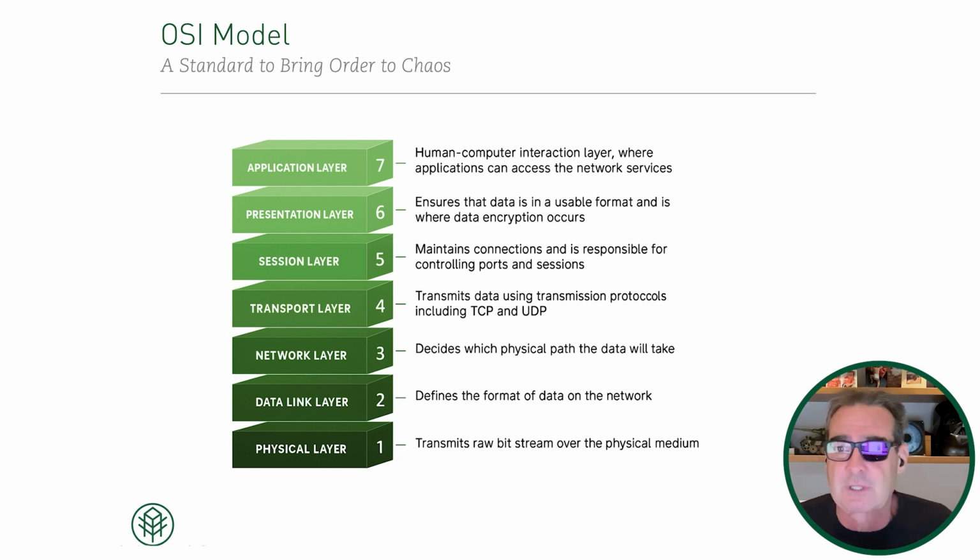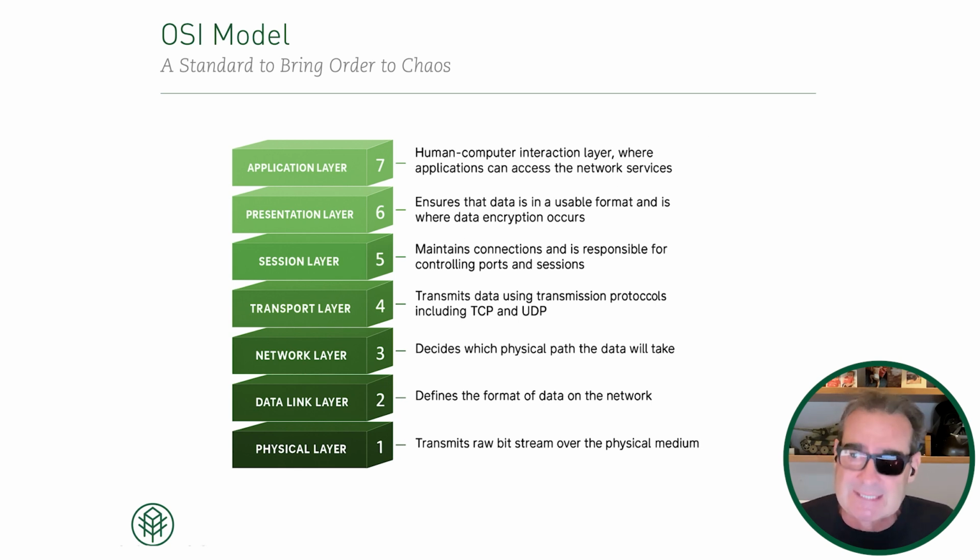So let's walk through the layers very quickly, and you'll see practical examples of this on the next slide. This is a little bit academic, but it'll help you understand what's what. So let's walk through the layers from bottom to top. Layer 1 is the physical layer. That's your cables, your ports, Wi-Fi signals.